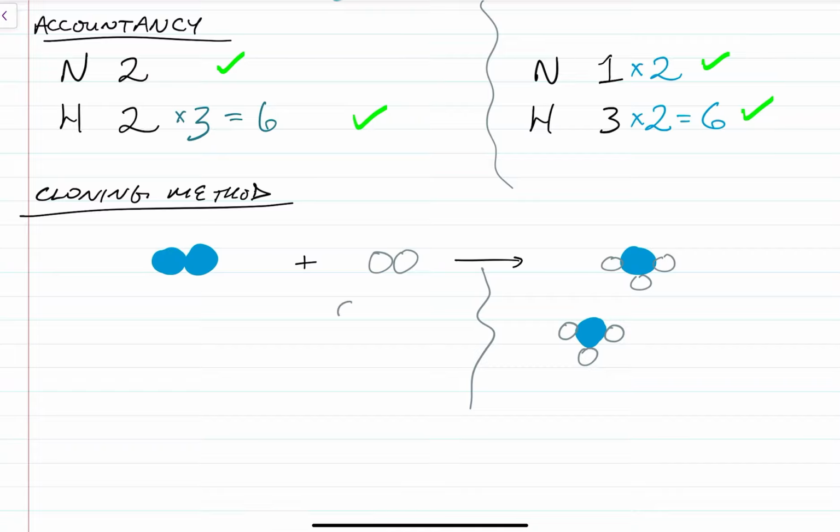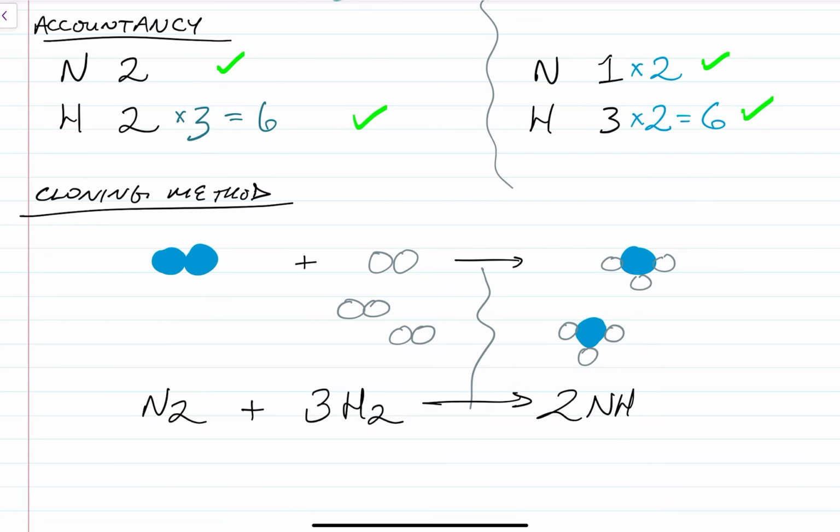And now hydrogen's H2, that's built in. So that means I need 3 of these. And now I do a quick check. And I go, okay, look at that. 1 molecule of nitrogen reacts with 3 molecules of hydrogen to form 2 molecules of ammonia.